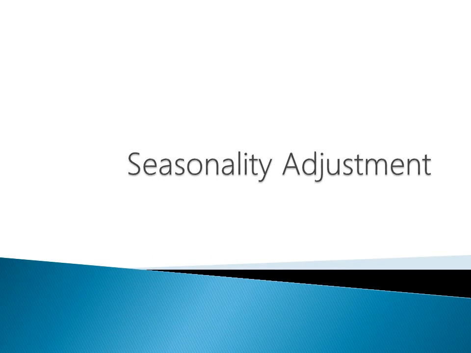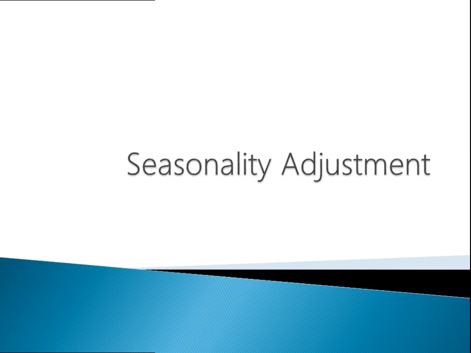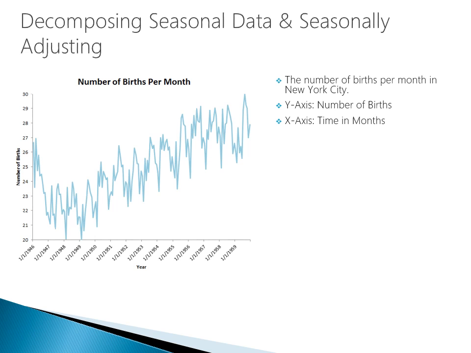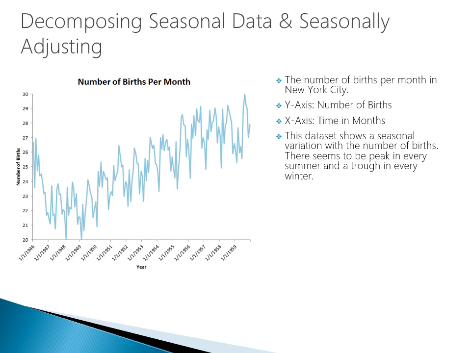Now we're going to dive into the topic of seasonality adjustment. So we're going to decompose seasonal data and seasonally adjust it. In our example here, we're going to look at the number of births per month in New York City. The y-axis is the actual number of births, and the x-axis is the time in months.